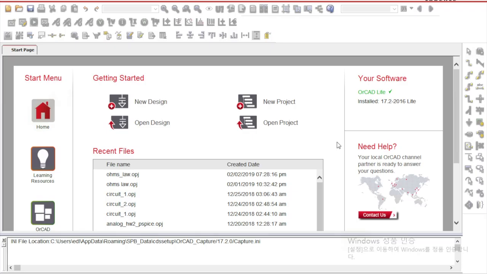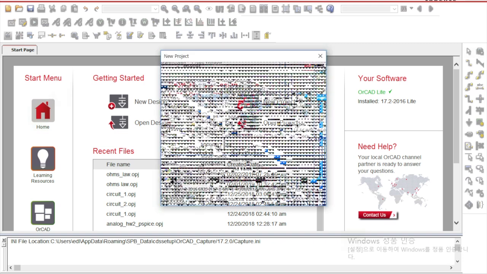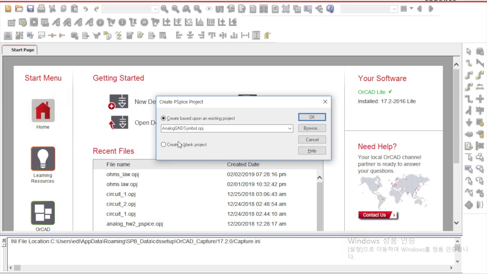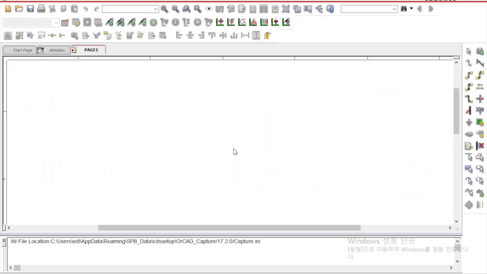Now let us proceed to the second part where we verify Ohm's law using Pspice simulation. We will first create a new project and I will name the project Ohm's law. Next, we will draw the circuit diagram. The circuit diagram consists of a resistor and a voltage source.